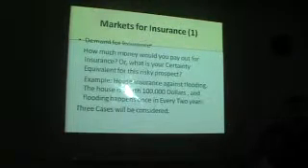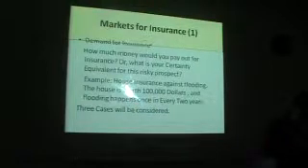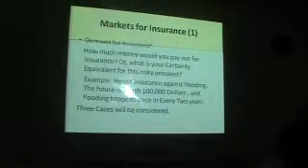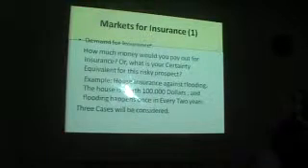Now regarding markets for insurance, before we move to this point, do you have any questions? Can you repeat the example?